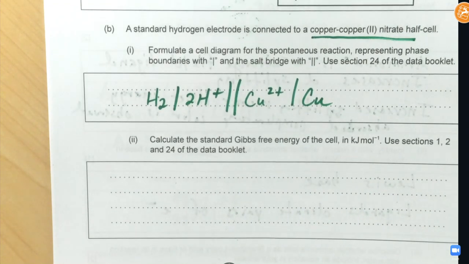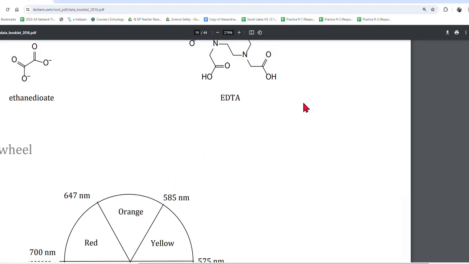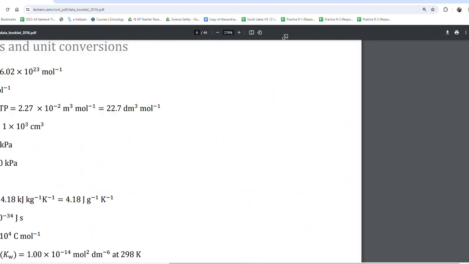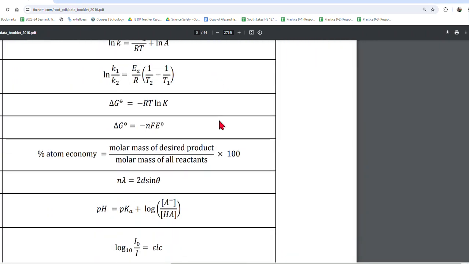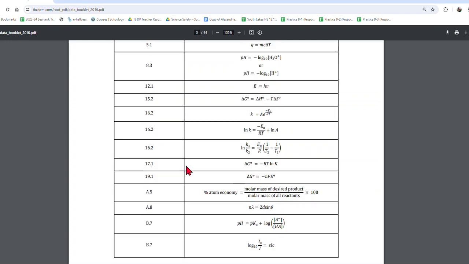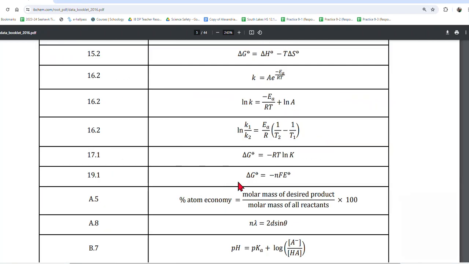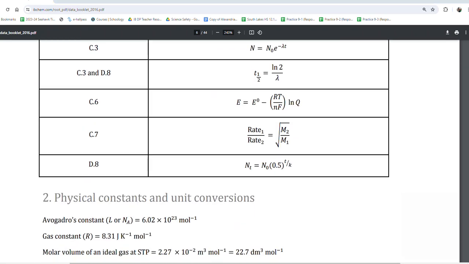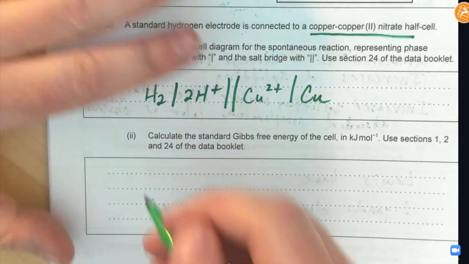And then finally, calculate the standard Gibbs free energy of the cell in kilojoules per mole using section 1 and 2 of the data booklet. Section 1 is going to give you the Nernst equation, down here in topic 19. Section 2 is going to give you Faraday's constant. All right, so let's go ahead and do this so we can be done.